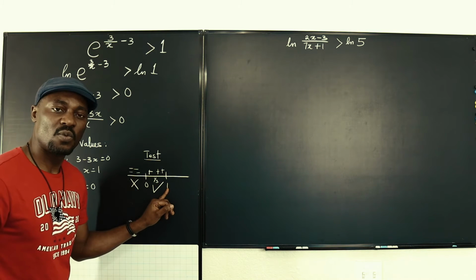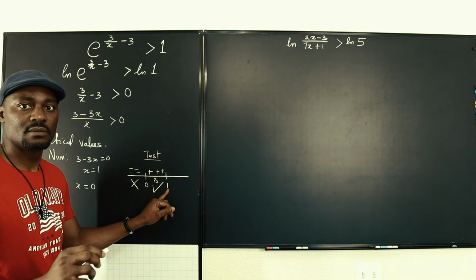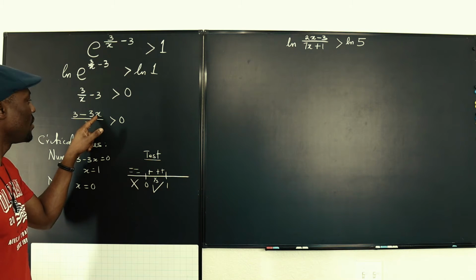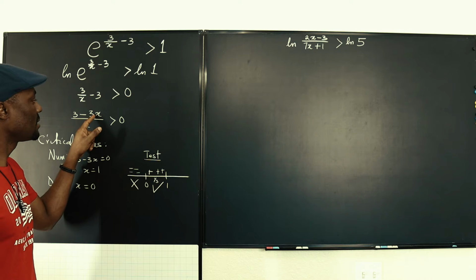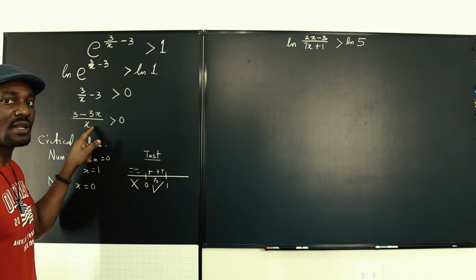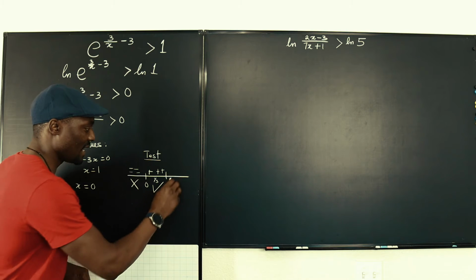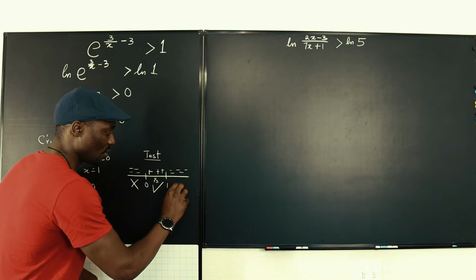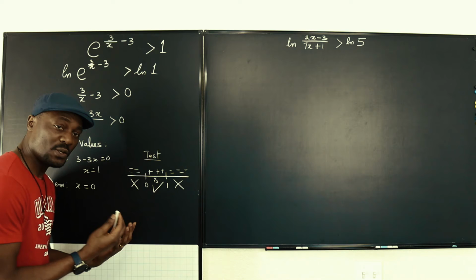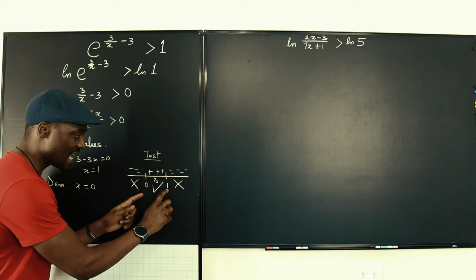Pick a number greater than 1. Well, a good number will be 2. So if you plug in 2 here, what you're going to get will be 3 minus 6. That's negative over positive. Everything is negative. So this region is also negative and not accepted. So the only solution, our solution lies between 0 and 1.